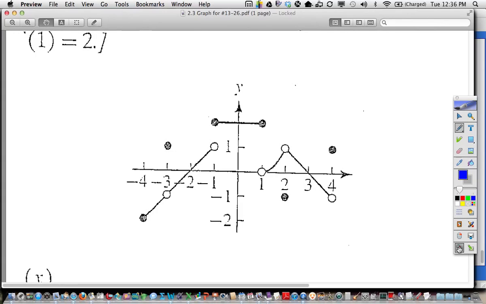Limit as x approaches negative 1 does not exist. The car on the left is approaching 1. On the right, you're approaching 2. They're not the same. Limit does not exist. Okay? How about next one?